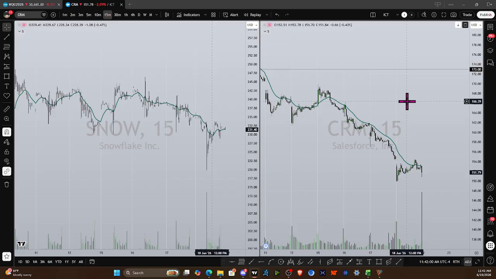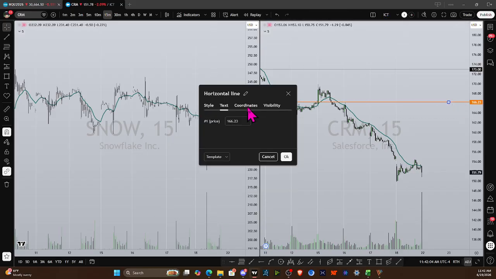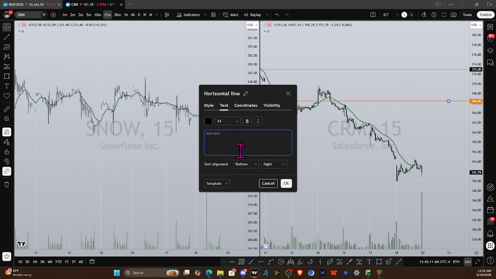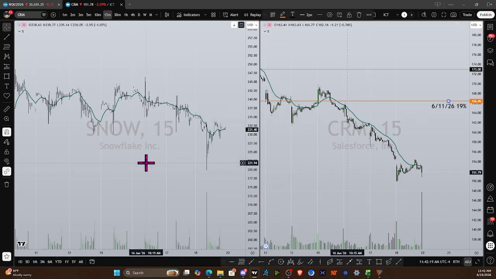So CRM, they hit it at 166.45. And this is exactly how I do it. I'll put myself a note right here that says June 11, 2026. And I'll leave this on the chart because sometimes years will go by and this will come back into play. And then SNOW was 239.90.